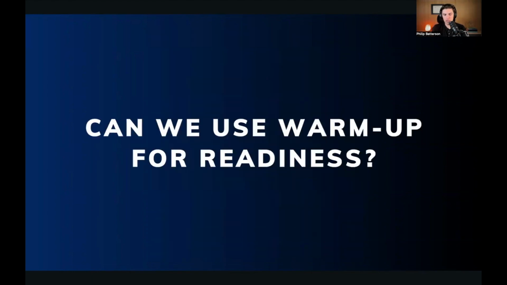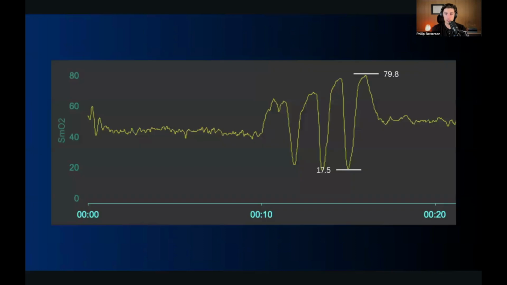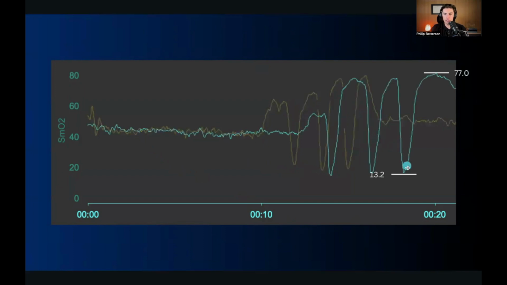So now the question is, well, what if we repeat a warm up over and over and over again? Can we actually use this for readiness purposes? And something that we've been contemplating and would love for somebody to test empirically is this idea that doing a standard warm up and then measuring the minimum and the maximum of the final interval every single day to get a dynamic range. So, for example, this one is 62.3, and then collect that every single day.